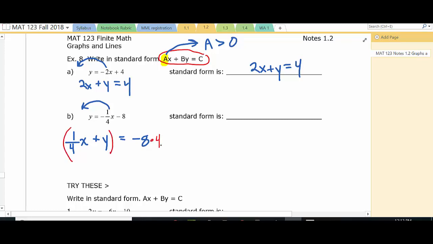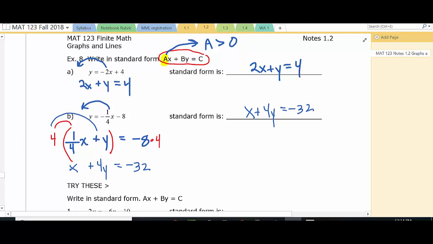Generally, we prefer to get rid of fractions, okay? So if we do this, it would go like this. If you take 4 times a 4th, that's going to be x. And then if you take 4 times y, that's going to be 4y. And then that's equal to negative 32. Now, you could get rid of the fraction at any step in that problem, but that would be the preferred answer of that problem.